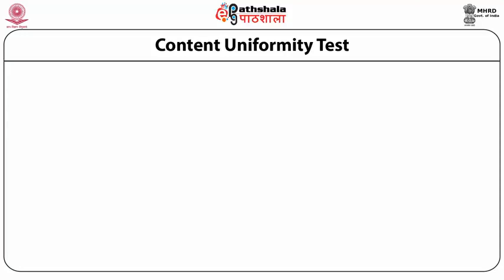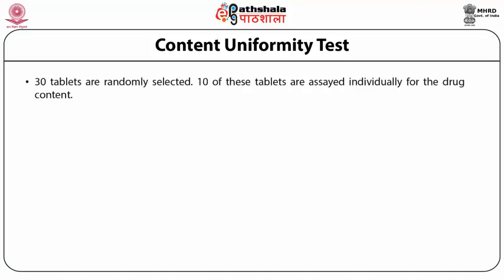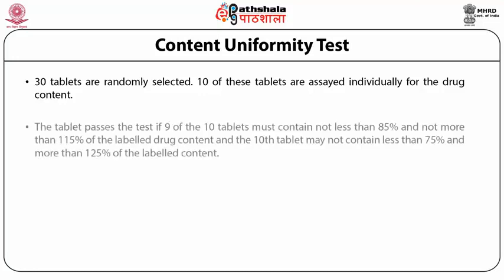Content uniformity test is again an attribute for the quality of the tablet formulation. Here, 30 tablets are randomly selected, and out of these 30 tablets, 10 tablets are assayed individually for the drug content. The tablet passes the test if 9 of the 10 tablets must contain not less than 85% of the content and not more than 105% of the labeled drug content. And the 10th tablet may not contain less than 75% or more than 125% of the labeled content.